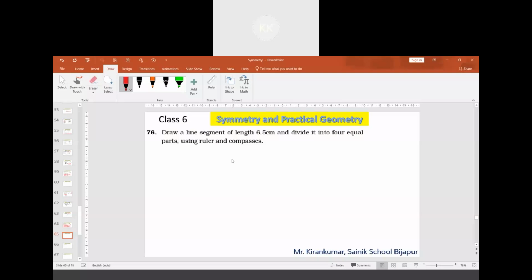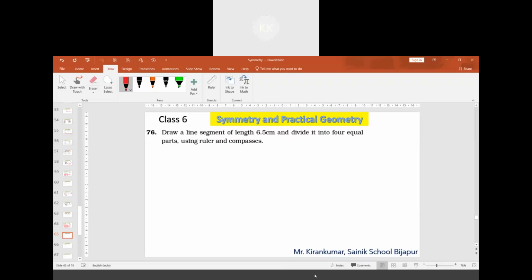Okay, 76th question is easy. You can see here. We have to draw a line segment of length 6.5 centimeter and divide it into 4 equal parts. How do we do that? Yes, it can be done, sir.